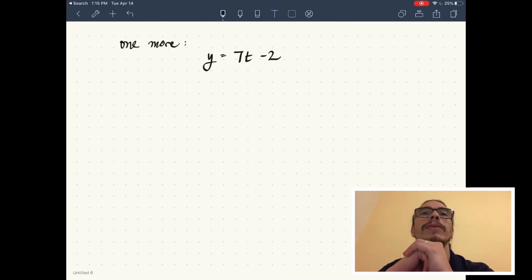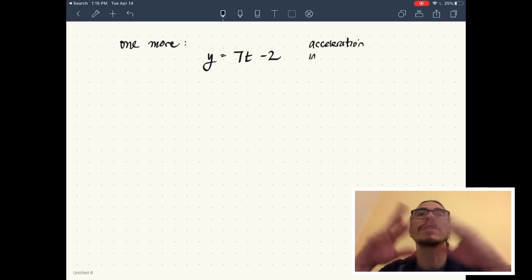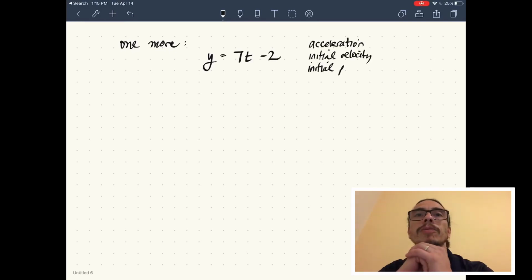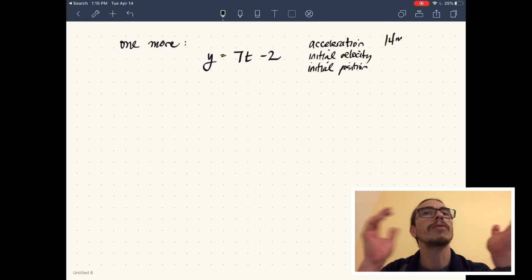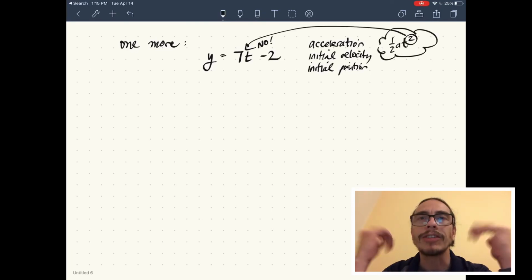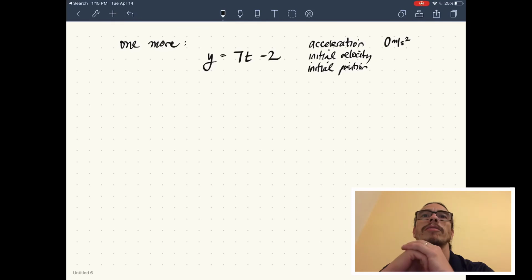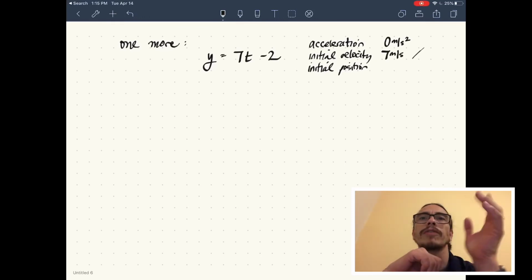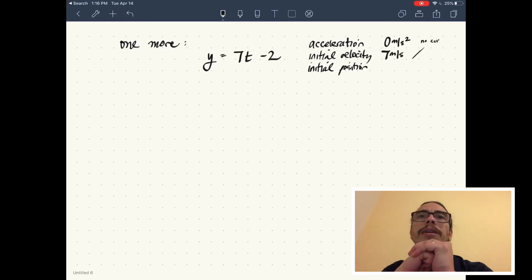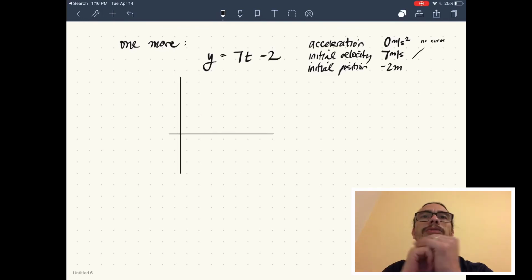Check out one more. y equals 7t minus 2. What's the acceleration, initial velocity, initial position? Oh, no, it's not 14 because that term is not there. So it's actually 0. So we got to be careful. We got to look at those terms. Initial velocity is the coefficient in front of the t. That's 7 meters per second. It doesn't curve, and initial position is negative 2.